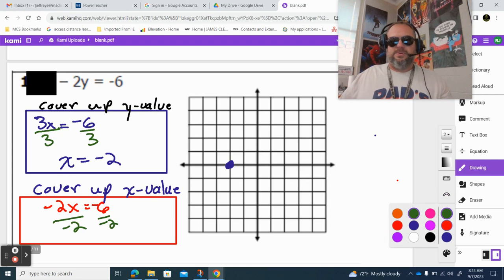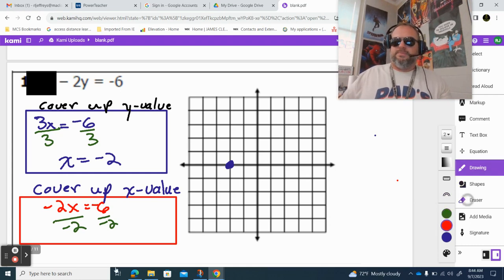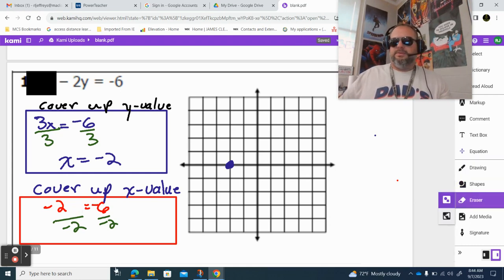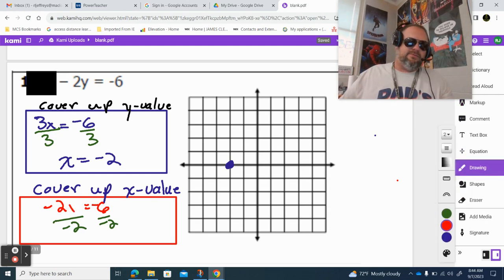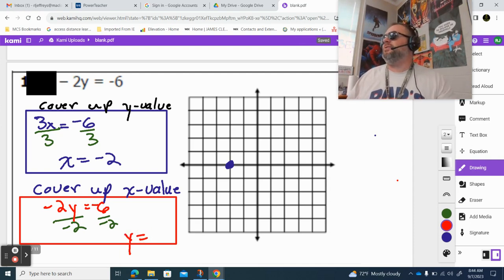All right. So now, whoops, I made a mistake. And I'm not as good as the student that sits 6 feet in front of me that never makes mistakes. What is negative 6 divided by negative 2?